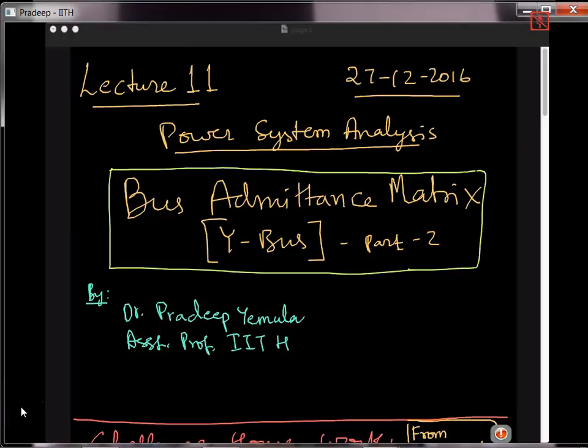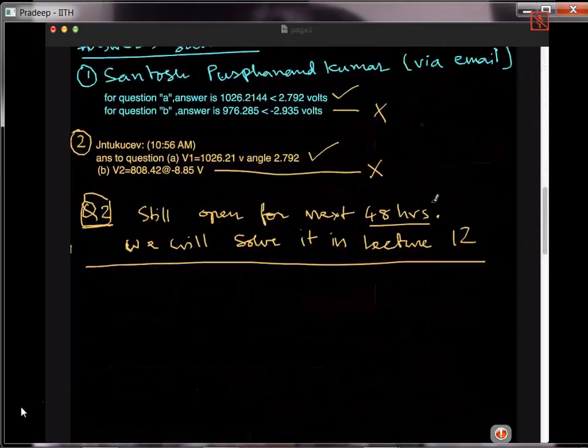This bus admittance matrix, and I'm just going to continue this topic. So last class we had talked about this. So I hope you all got something from that. So let's continue our topic in today's class. So we'll just solve a simple question, and from that we will briefly review how we've created a bus admittance matrix.